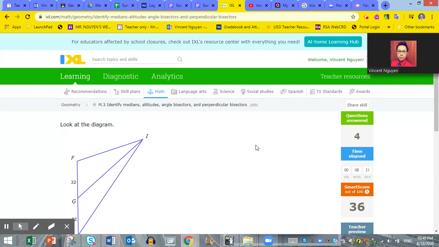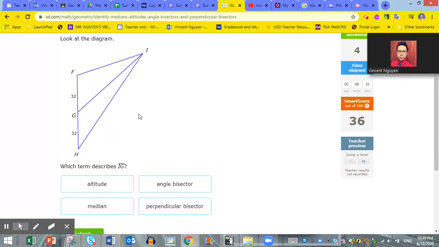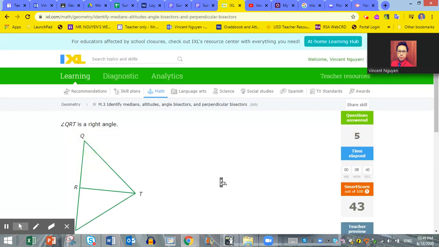So far we've covered all four types, I think. Okay, so let's take a look at this one. All right, this one, no right angle, just cutting the segment in half. So that means this segment IG would be, you guessed it, the median. Very good. Submit. We are at 43.